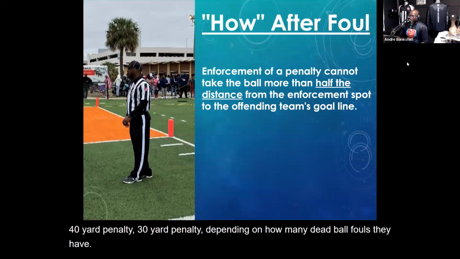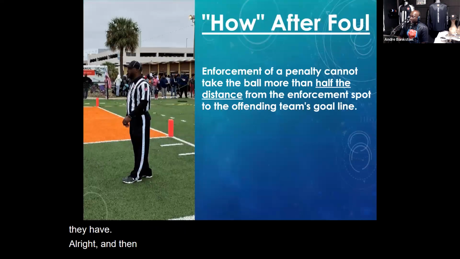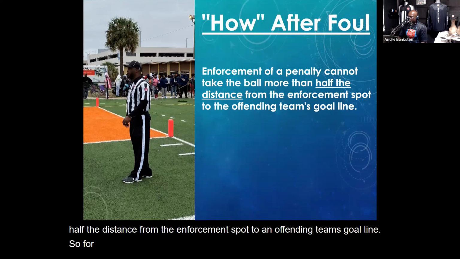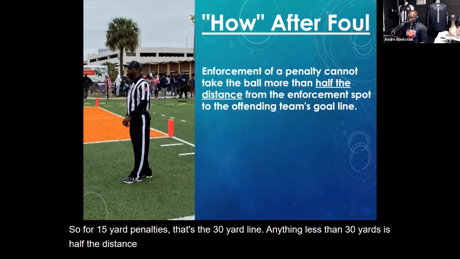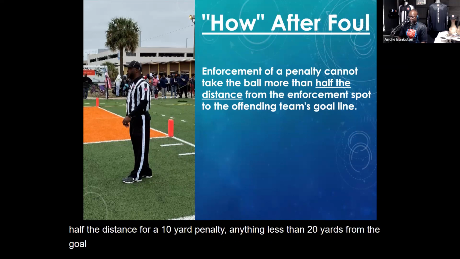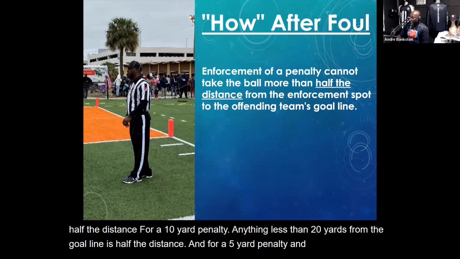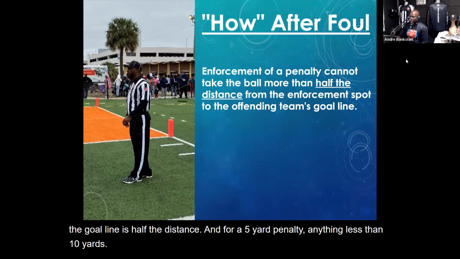And then the enforcement of a penalty cannot take the ball more than half the distance from the enforcement spot to the offending team's goal line. So for 15-yard penalties, anything less than 30 yards is half the distance. For a 10-yard penalty, anything less than 20 yards from the goal line is half the distance. And for a 5-yard penalty, anything less than 10 yards is half the distance to the goal line.